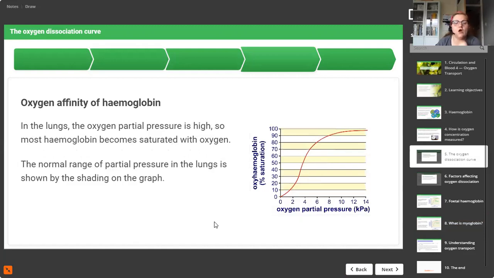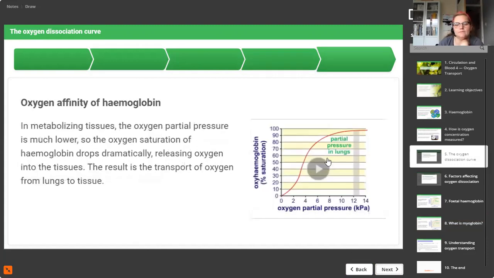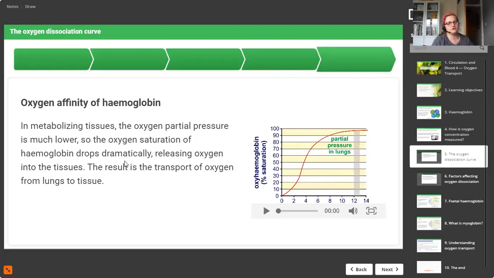In the lungs, the oxygen partial pressure is high, so most hemoglobin becomes saturated with oxygen. The normal range of partial pressure in the lungs is shown by the shading on the graph that we've got here. So this is our normal partial pressure in our lungs. And in metabolizing tissues, the oxygen partial pressure is much lower. So the oxygen saturation of hemoglobin drops dramatically, releasing oxygen into the tissues. The result is the transport of oxygen from the lungs to tissues.